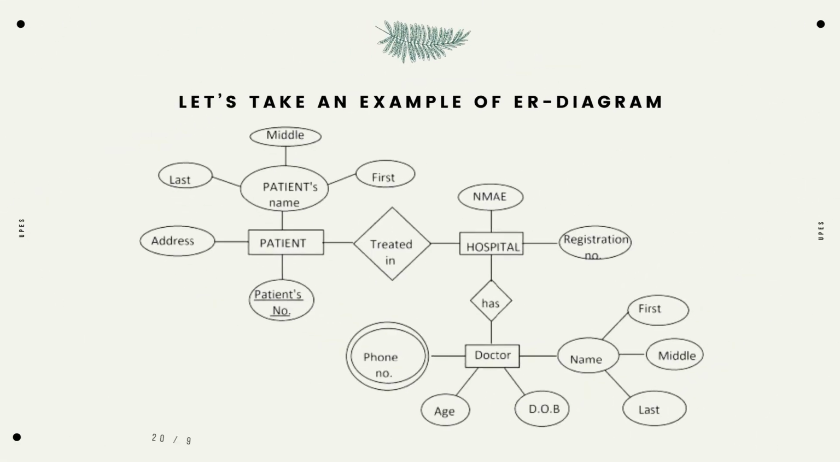Let's take an example of an ER diagram to understand it better. This is an ER diagram for a hospital. In this ER diagram, we have 3 entities: patient, hospital, and doctor. The relationship between these entities is shown in diamond shape, and the primary key is shown underlined. You can see that there is a double oval on phone number in doctor. This is because it is a multi-valued attribute, and multi-valued attributes are always represented in a double-line oval.